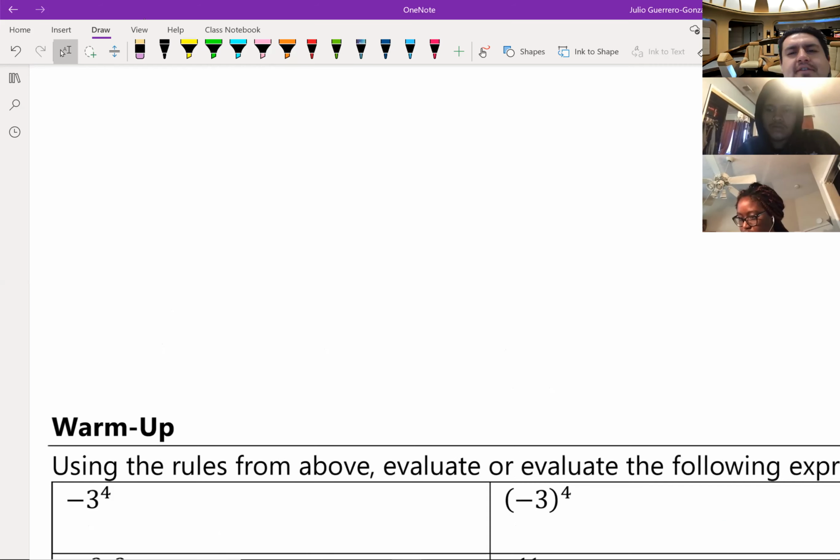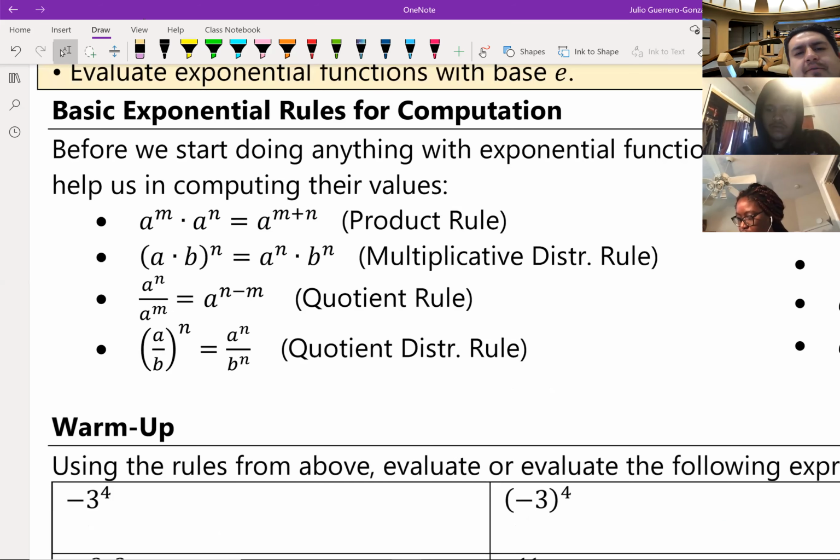Okay, there we go. So the first rule that I want to cover is the product rule. If the bases are the same and you have exponents, you can just add the exponents up and then you just keep the same base, okay?